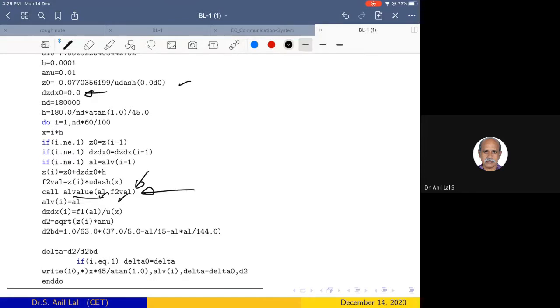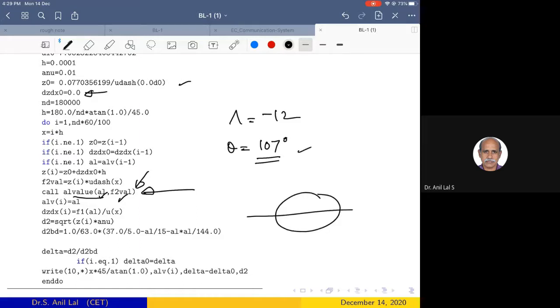This code will give you lambda is equal to minus 12 at an angle theta of something like 107 degrees. So the boundary layer can be solved up to that angle, somewhere here in the flow separation. So this angle is 107 degrees. That is close to the values obtained by using other methods. So I'll stop for now with this.